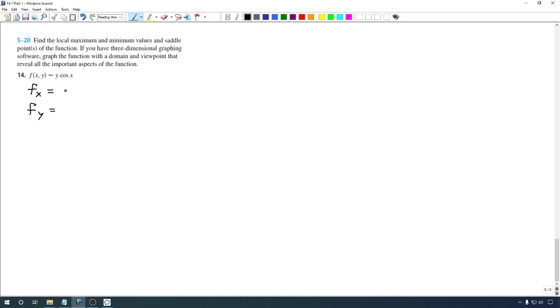The derivative with respect to x is going to be negative y sine x. Derivative with respect to y is just going to be cosine x. And these are going to have to equal 0. So we're looking for that critical point. Of course, that's going to be some work to do. In fact, I actually want to start with f sub y again, because it only has one variable in it. If cosine of x equals 0, that means that x has to be one of the places where cosine is 0. It's going to be like pi over 2, 3 pi over 2, and in fact, infinitely many other possibilities.